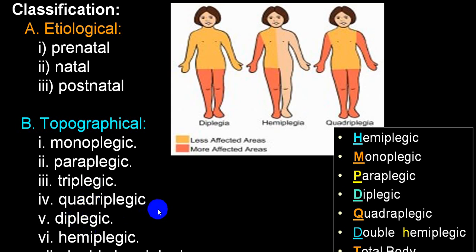Diplegic means usually where the lower limbs are more involved and the upper limbs are less involved. If on one side you get the upper limb and lower limb involved, it is hemiplegic. And double hemiplegic means hemiplegia of both sides, with one part more involved as compared to the other part. So there are a few terms like hemiplegic, monoplegic, paraplegic, diplegic, quadriplegic, double hemiplegic, and one more word is total body involvement.